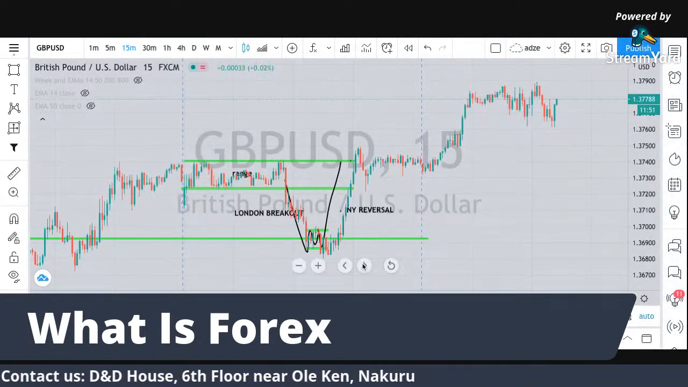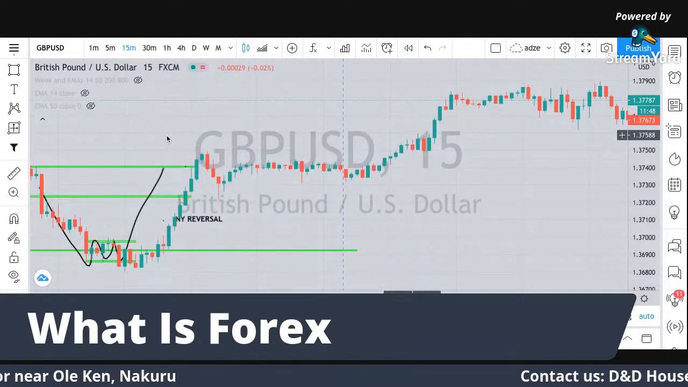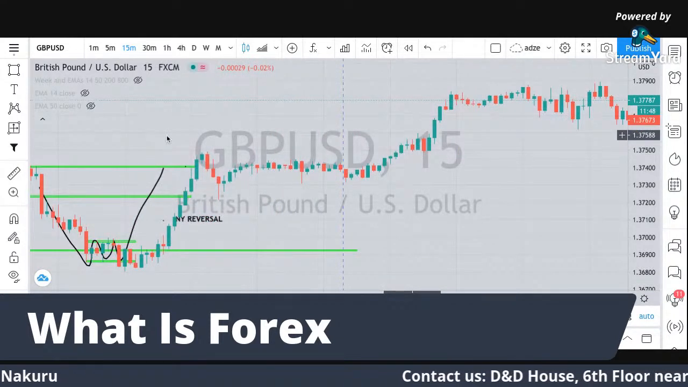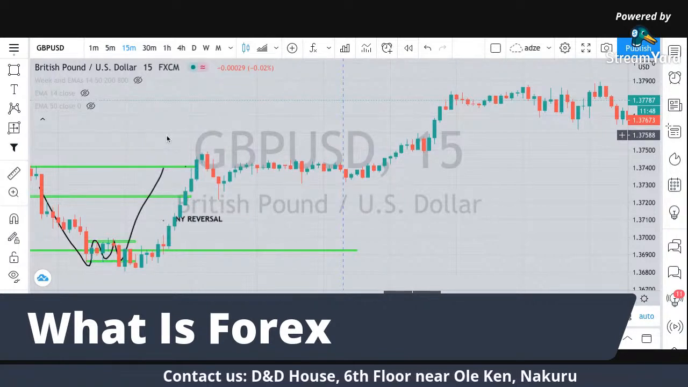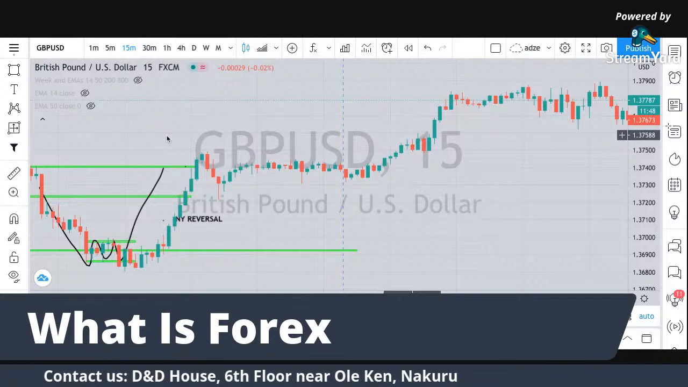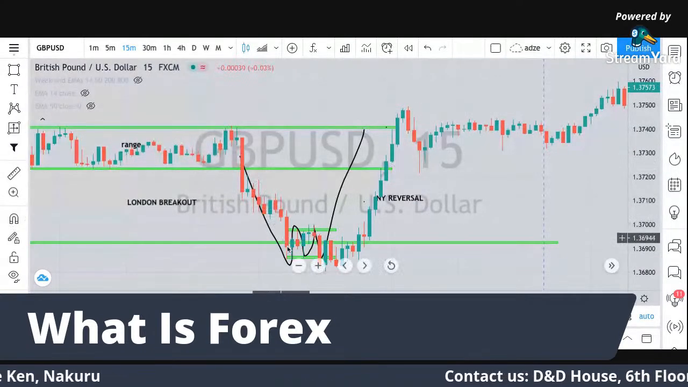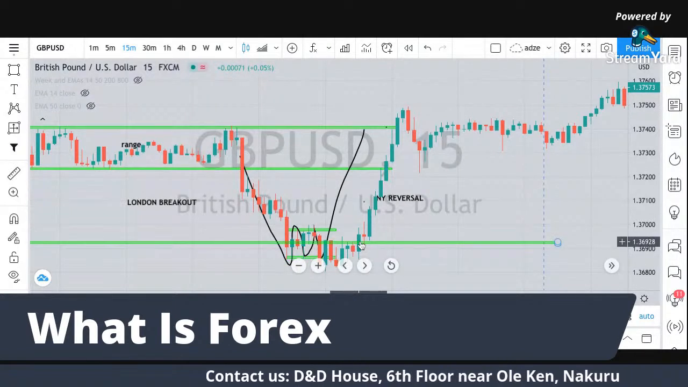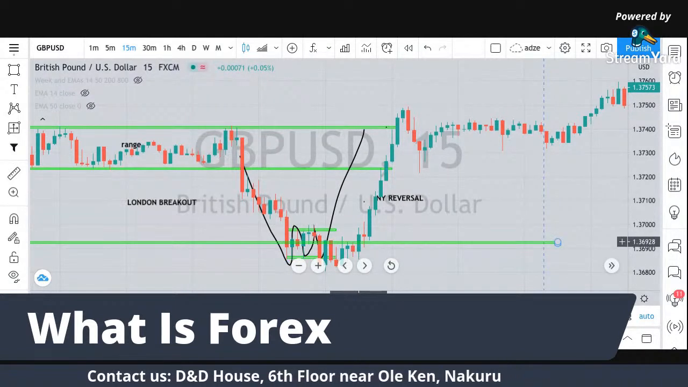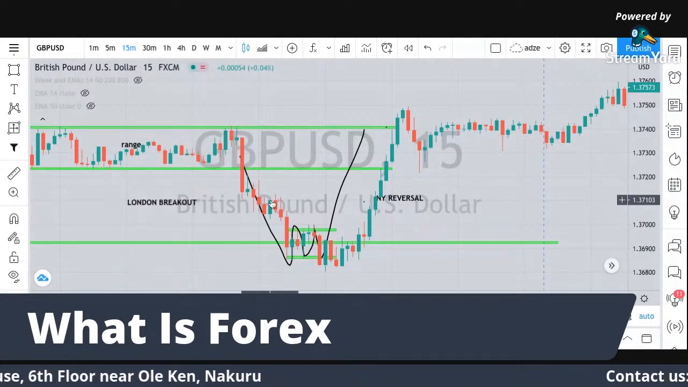Let's increase this. And then this is the London breakout. And then we have a consolidation. Price was picking up orders. It is called accumulation because price is accumulating orders, probably sell orders. This was just an induction. The breakout is basically an induction.